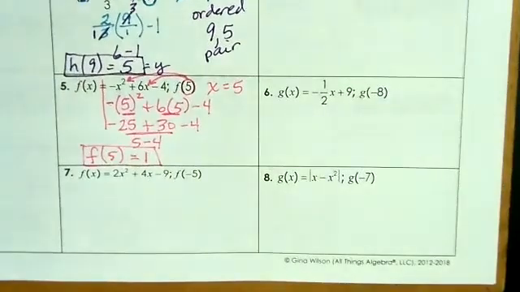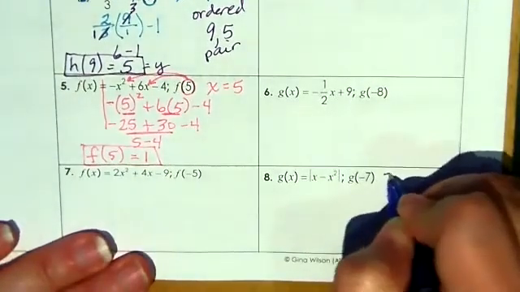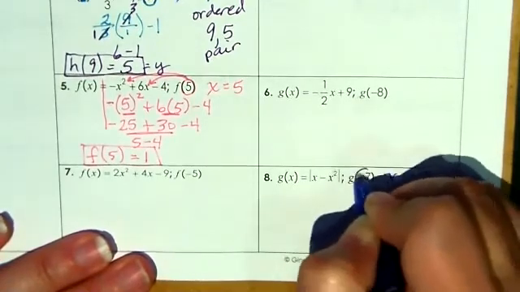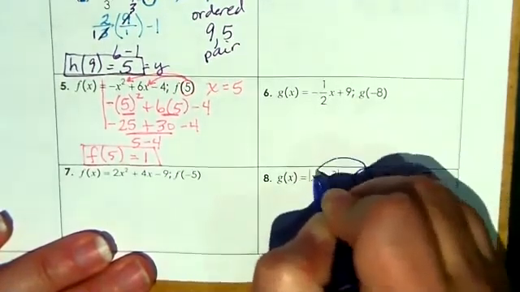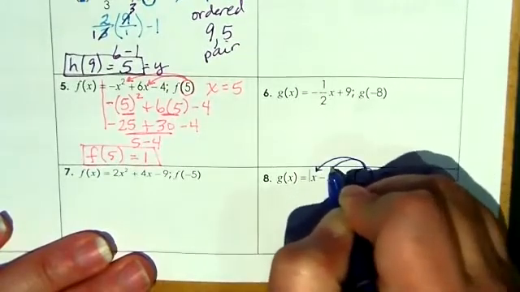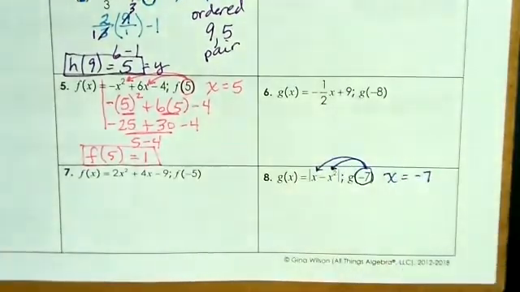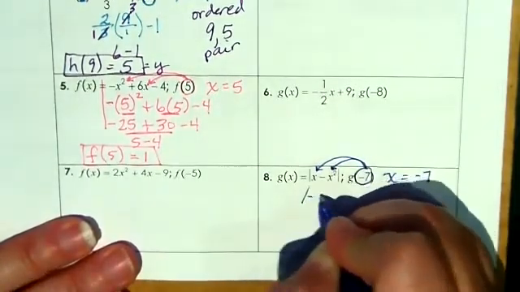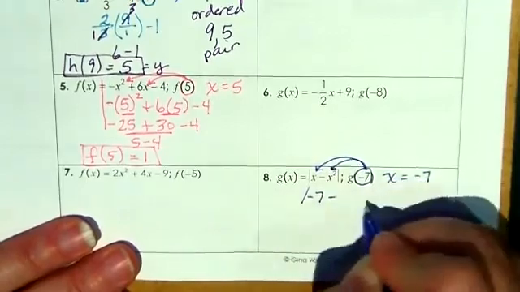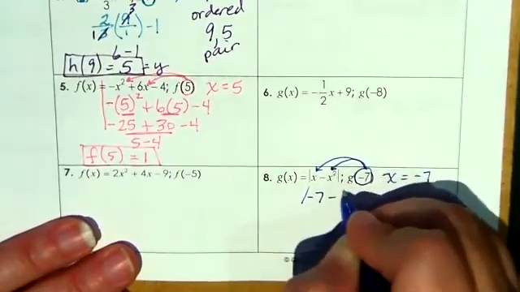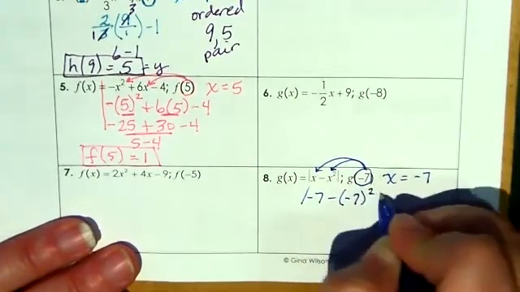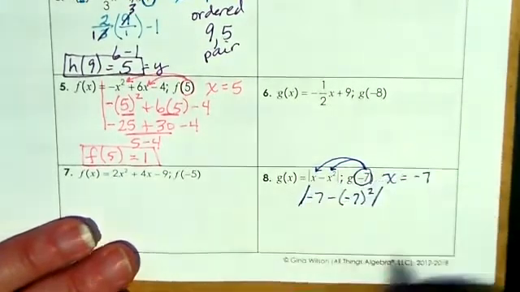All right, so again, what this is telling me right now is that x equals negative 7. So I'm going to take this negative 7 and plug it in for everything inside. Remember that absolute value symbols are a form of a grouping symbol. So I'm going to have absolute value of negative 7 minus, I'm plugging into something squared, so I'm putting that in parentheses, negative 7 squared, absolute value.